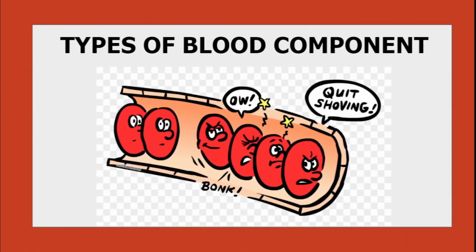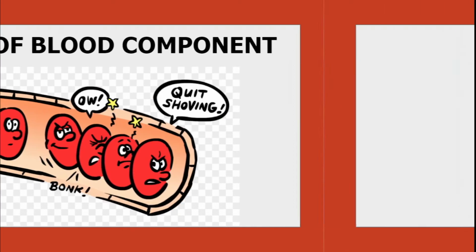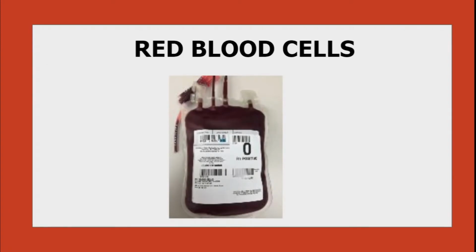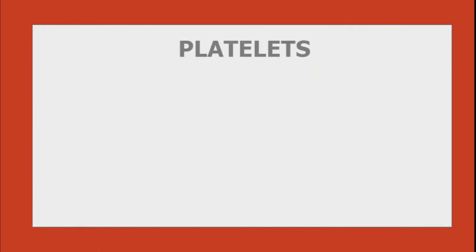We saw the types of blood groups. Now we see the types of blood components or blood products. So the first is red blood cells. A physician orders an RBC transfusion in a patient who has an acute blood loss, symptomatic anemia or has an acute sickle cell crisis. Next we go for platelets.